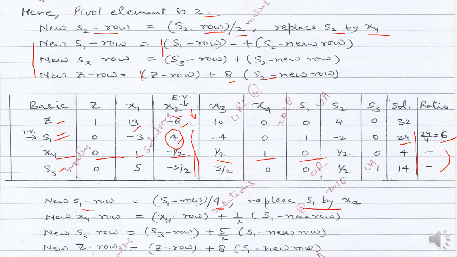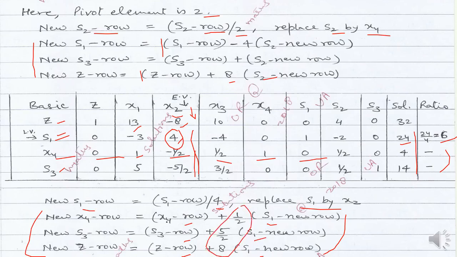So now with the help of this row, which we will have new S1 row, we will write new X4, new S3 and new Z row by using these formulas which have been written on right hand side. So X1, X4 row, S3 row, Z row, and these are with the help of S1 new row we have written.